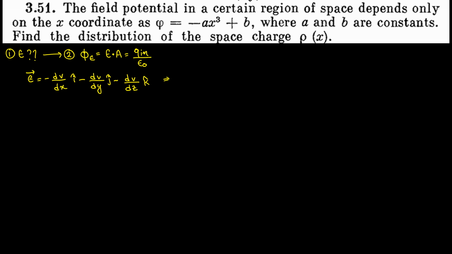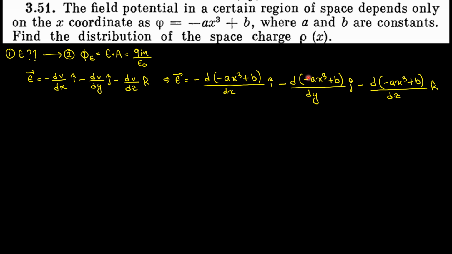So the electric field out here is nothing but minus d of (minus ax cube plus b) by dx i, minus d of (minus ax cube plus b) by dy j, minus d of (minus ax cube plus b) by dz k. Okay. Now if I see the equation of potential, it has no y and z terms. So out here the electric field y component would be 0 and z component would be 0, because everything is constant out here, no?